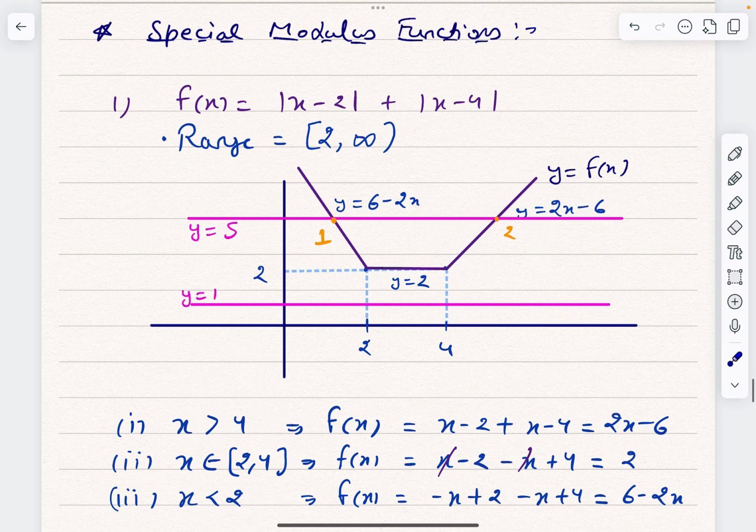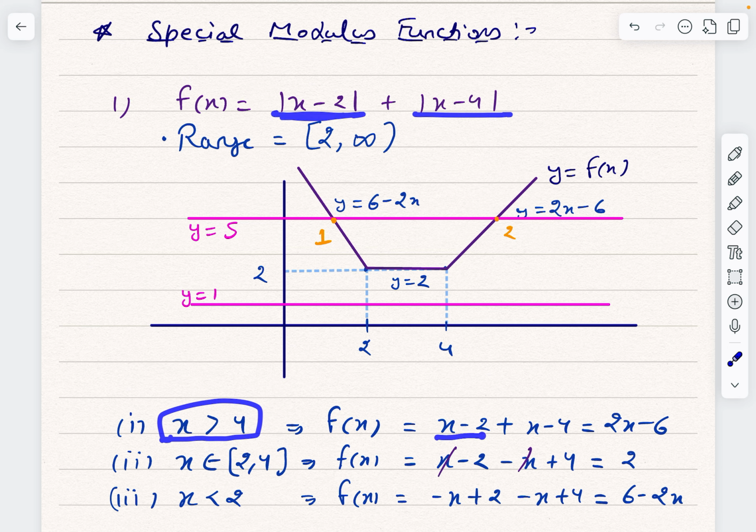Now, how do we get this thing? Now we'll discuss in detail. The shortcut is for you, for the next time when you do this, you can just use the shortcut. But the first time you need to understand how we get this. When x is more than 4, this mod will open with a positive sign. This will also open with a positive sign. You get x minus 2 plus x minus 4, which will become 2x minus 6. So it'll be a line. This line is basically y is equal to 2x minus 6.